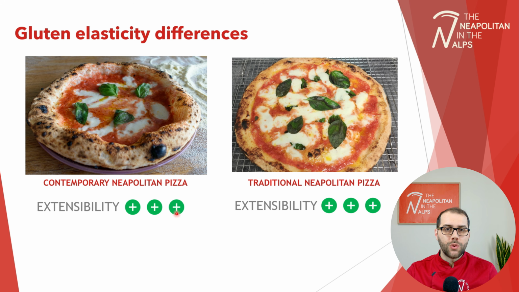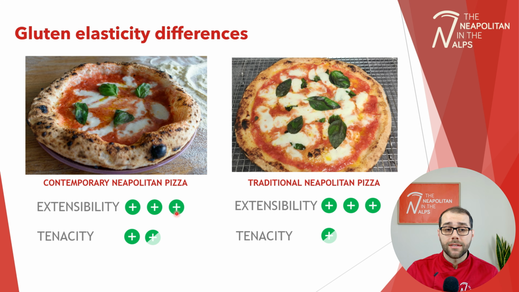But the main difference between the contemporary and the traditional Neapolitan pizza is, of course, the tenacity. We have the same extensibility, but it's the tenacity that is changing. In other words, the contemporary Neapolitan pizza can achieve this development of the crust thanks to this higher tenacity. Contemporary Neapolitan pizza has 1.5 out of 3 tenacity. The traditional Neapolitan pizza still has some tenacity, as otherwise the dough would tear, and this tenacity is just 0.5 out of 3. Understanding the differences in gluten elasticity confirms that those two pizzas are not just two styles with a mere stretching difference, it's a really different gluten.